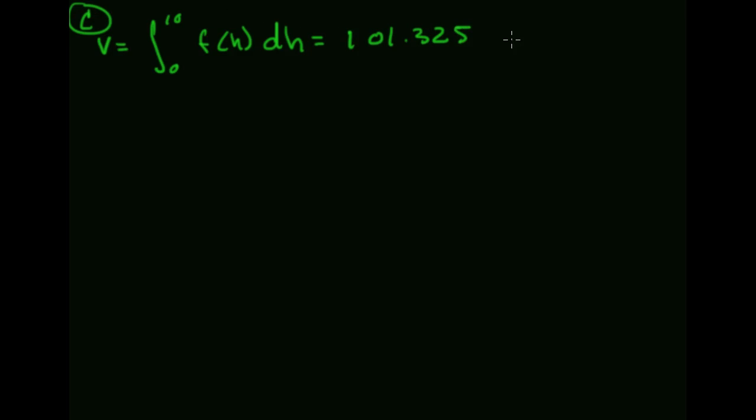Part C says that we actually now have an actual function to model the area of each of the cross sections. So this is just volume as an accumulation of area type problem. So volume is going to be the integral from 0 to 10 of this f of h dh, which when you put that into the calculator, this is part C, you're getting 101.325 cubic feet.